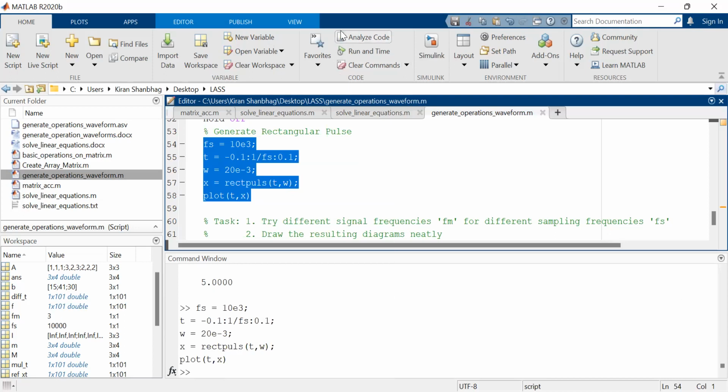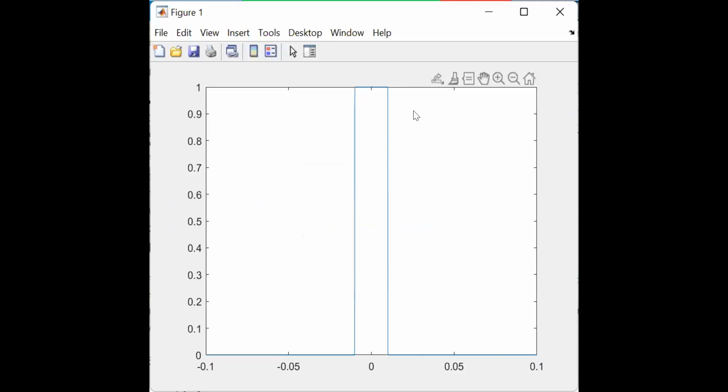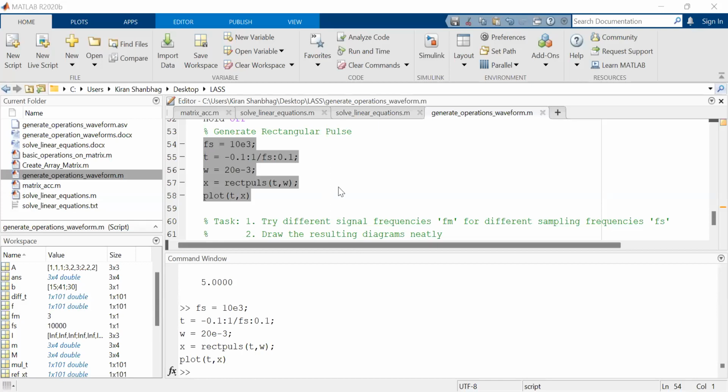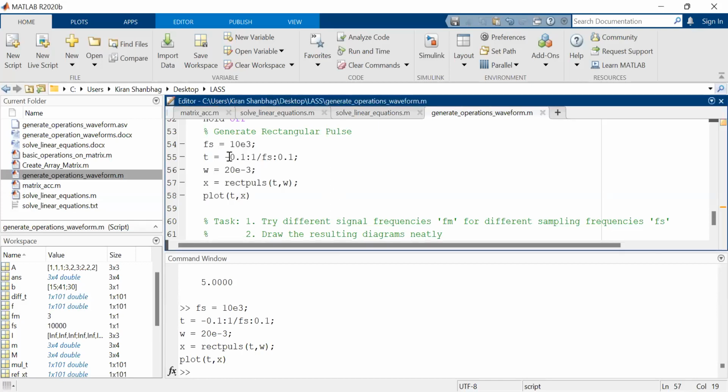For the timing, let me show you what has just happened here. So there is a rectangular pulse that has been formed. Here you can see. Now for this particular rectangular pulse, let me just click here. It says minus 0.01, and this side there is 0.01. What is that? Let me go back here. So we defined a time period from minus 0.01 to 0.01.